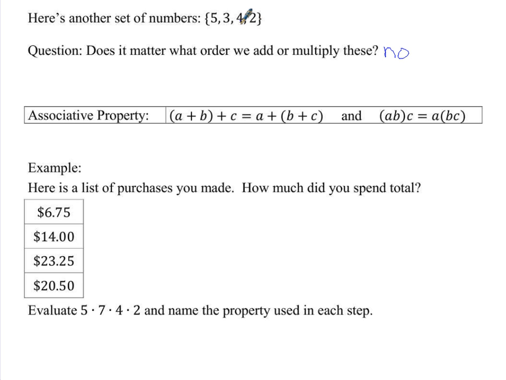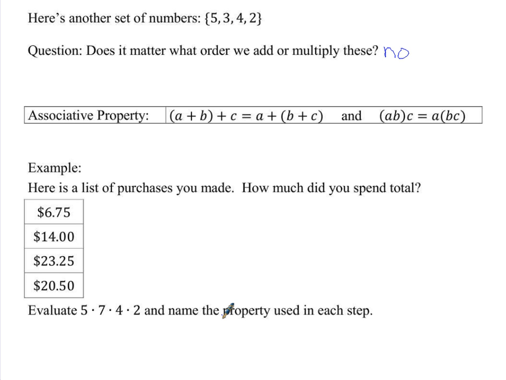What if I did 2 times 4? 8. 8 times 5? 40 times 3? Does it matter what order you multiply stuff in? No. So the answer to this question in both cases is no. You can multiply, as long as it's all multiplication, you can multiply in any order. As long as it's all addition, you can add in any order. So a lot of times what people will do is they'll add in ways that makes easy numbers, or they'll multiply in ways that make easy numbers. And that's what we're about to do down here.